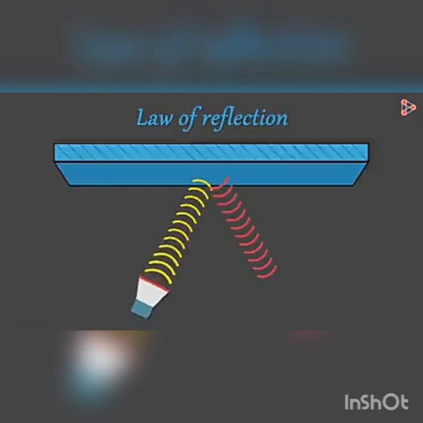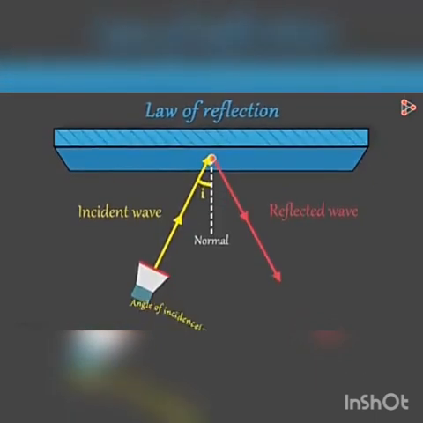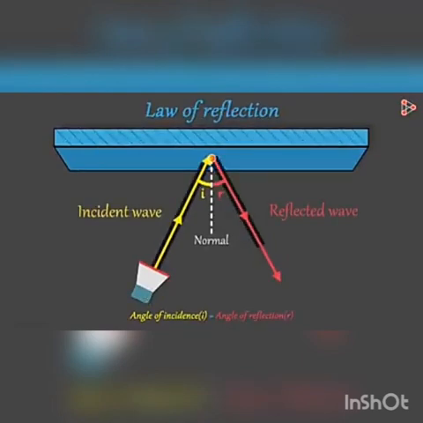Say we have our source which is emitting sound, and assume one of the sound waves strikes the surface at this point. Let's draw a normal to this surface. Normal is nothing but the line which is perpendicular to the surface at the point of incidence. Now this wave will be reflected from the surface. The law of reflection tells us that this sound wave will be reflected back in such a way that the angle of incidence I is equal to the angle of reflection R. Also, the incident ray, the reflected ray, and the normal will all lie in the same plane.